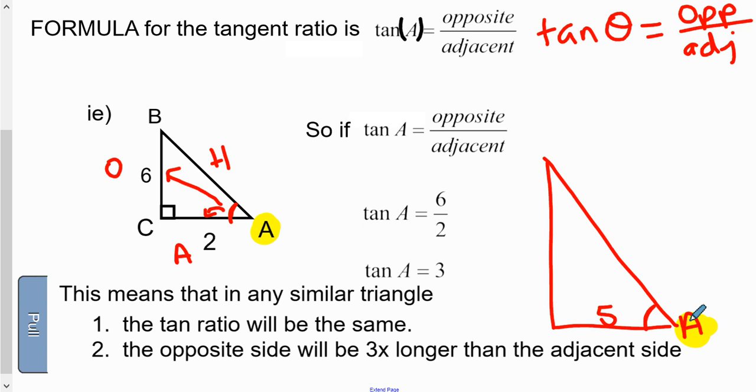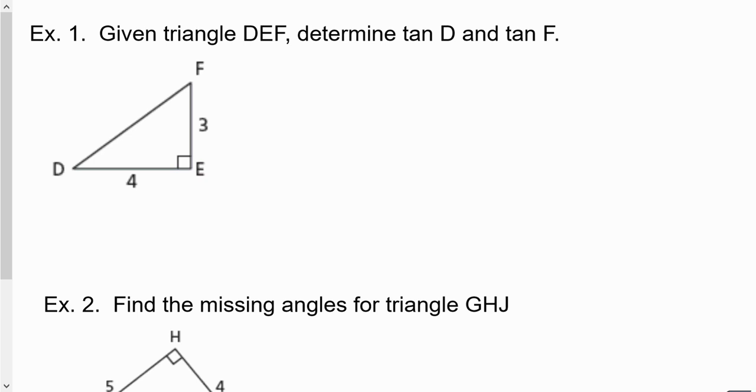It's saying that the opposite side is 3 times longer than the adjacent side, right? That ratio is 3, or 3 to 1, if we want to still look at it as a fraction. So if that adjacent length is 5, that opposite length should be 3 times as large. So these would be considered similar triangles. Opposite side is 3 times longer than the adjacent here. So let's look at a couple of examples here.